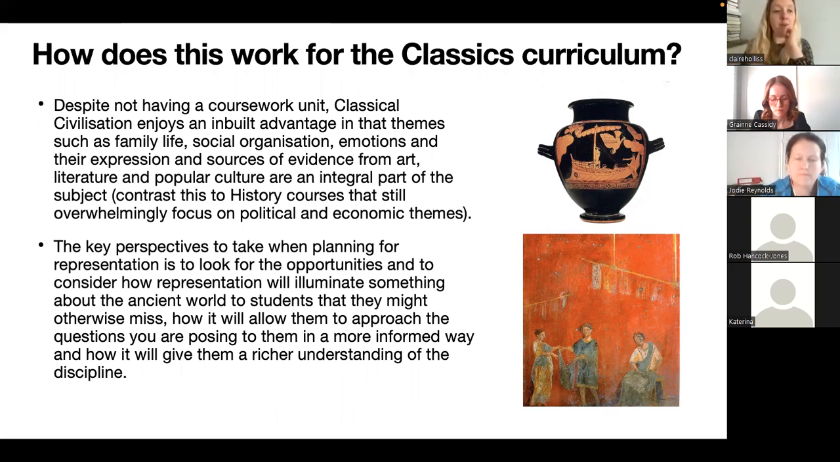I do think this is one of the areas where, when I compare our history specifications to the classical civilization specification, I'm rather envious, because themes like family life, social organization, emotions, their expression, and sources of evidence from art, literature, popular culture are naturally inbuilt and integral parts of the subject, in contrast to history courses, which still, unfortunately, primarily focus on political and economic themes.